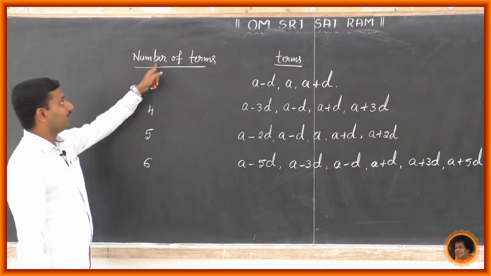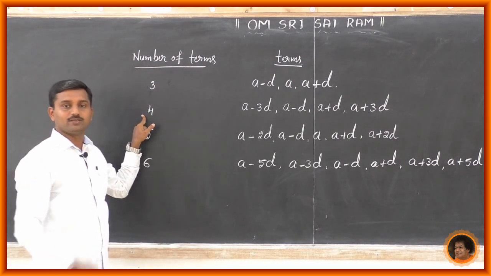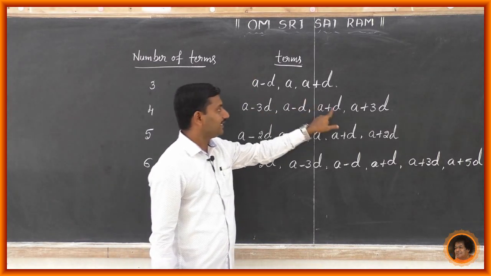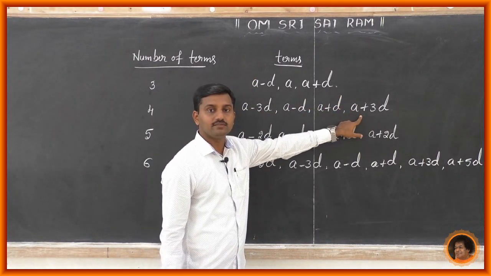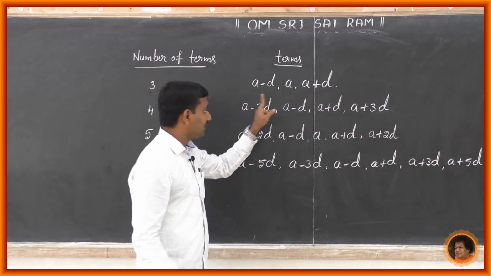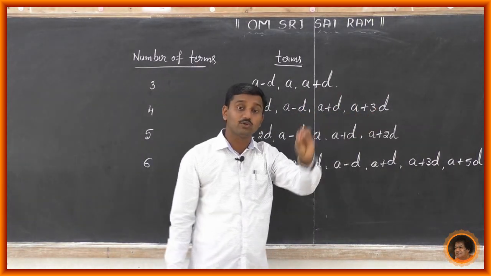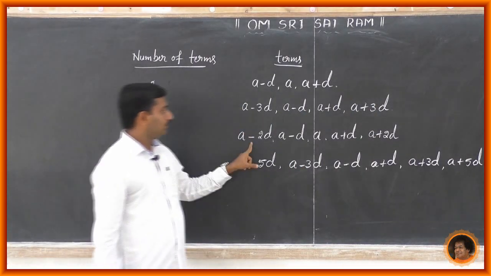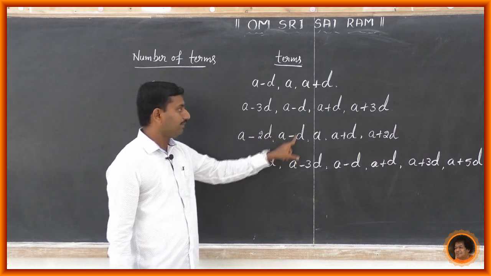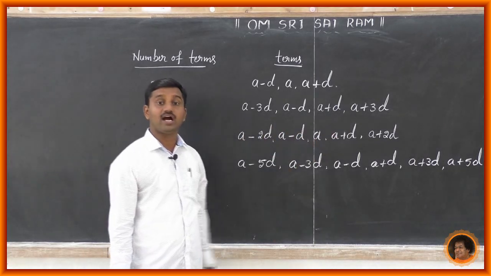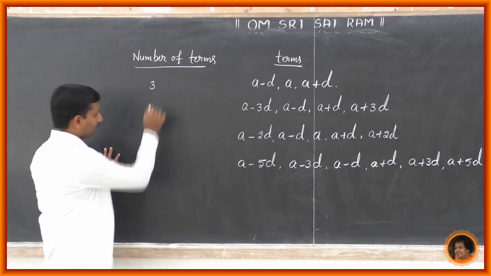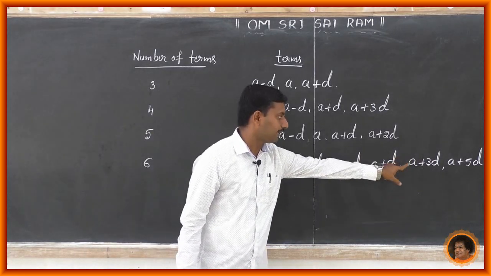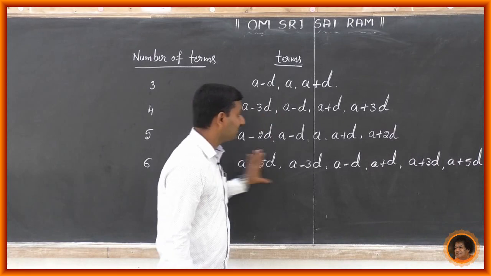Suppose the number of terms is 4, and the sum of the first 4 terms is given. The 4 terms are a minus 3d, a minus d, a plus d, a plus 3d. Remember, a minus 3d, a minus d, a plus d, a plus 3d are also in AP. If the number of terms is 5, we must consider a minus 2d, a minus d, a, a plus d, a plus 2d as the terms. If the number of terms is 6: a minus 5d, a minus 3d, a minus d, a plus d, a plus 3d, a plus 5d are the terms. These are also in AP.